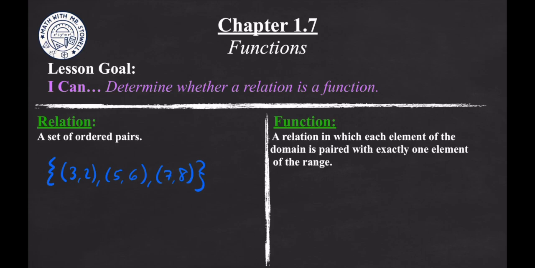Function. A function is a type of relation with every element in the domain paired with exactly one element in the range. That's the key word, exactly one. So we know it's a function if we know that for every element in the domain, it goes to exactly one other element in the range.